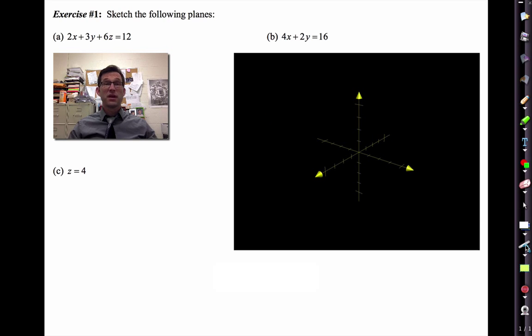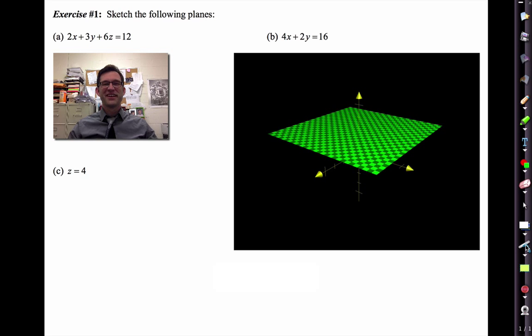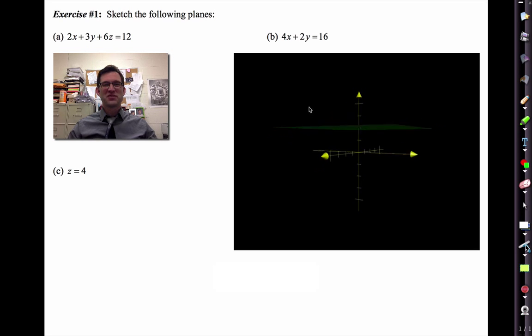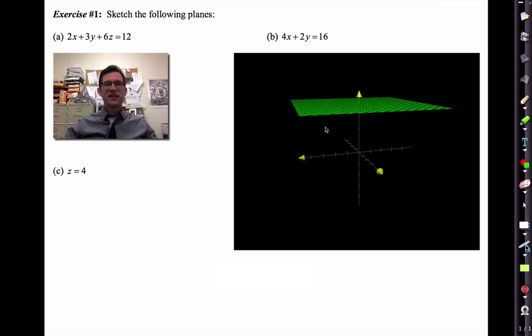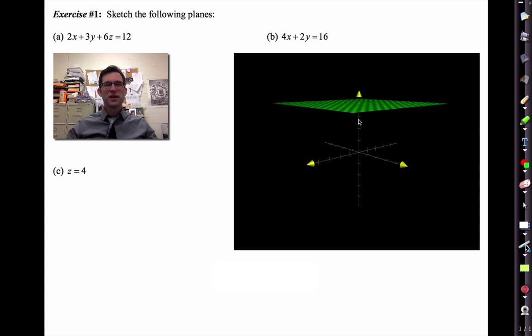The last 2 are going to be kind of less remarkable looking, but I think even more understandable. Let's click on the z equals 4. We've got a nice checkerboard picture here. And if I rotate this in a variety of different ways, you can definitely tell that that's a plane that's 4 units up, especially if I zoom in to make sure that the axes are all sort of scaled by 1s.